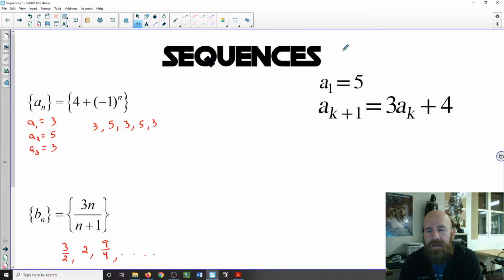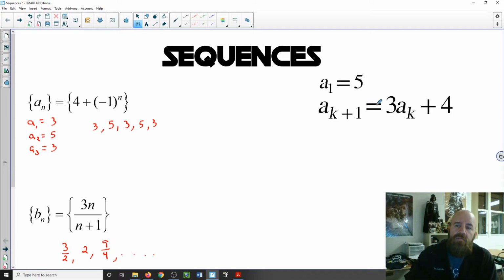There's a different type of sequence, so these are just standard sequences. This right here is a recursive sequence. They give you some starting value. They give you your first term or some term. So they give us our a sub 1 value is 5.